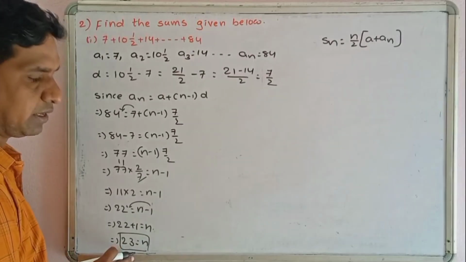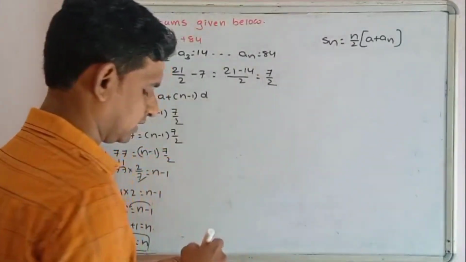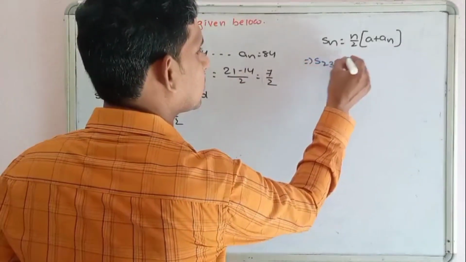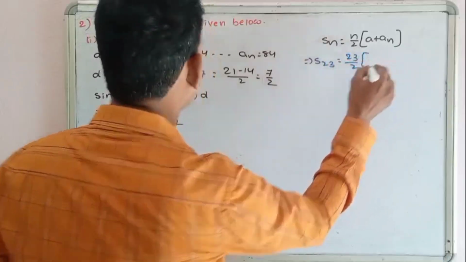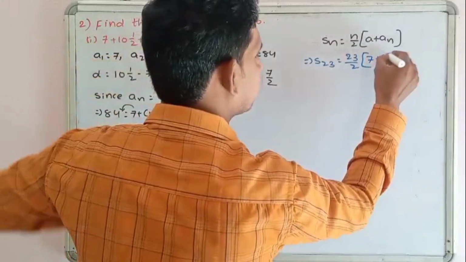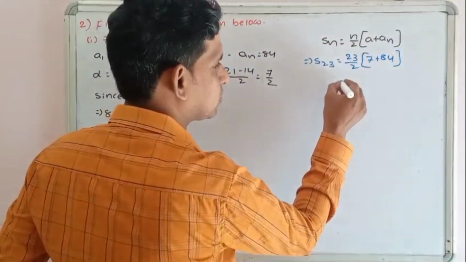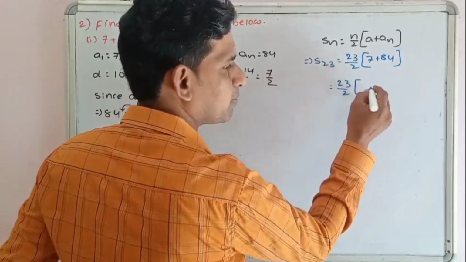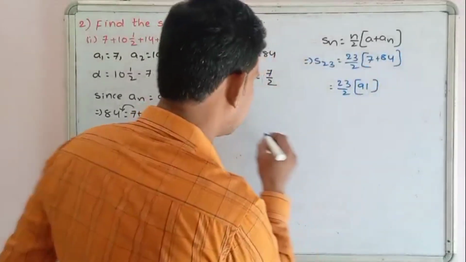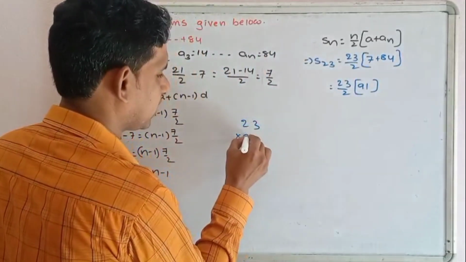Okay. Now n equals 23. So S23. S23 equals 23 by 2, a value 7 plus an value 84. That equals 23 by 2, 7 plus 84 is 91. Now multiply 23 into 91. See, 23 times 91.